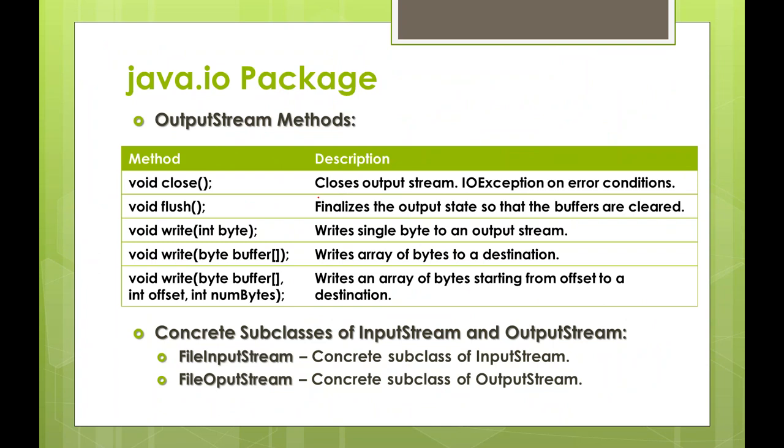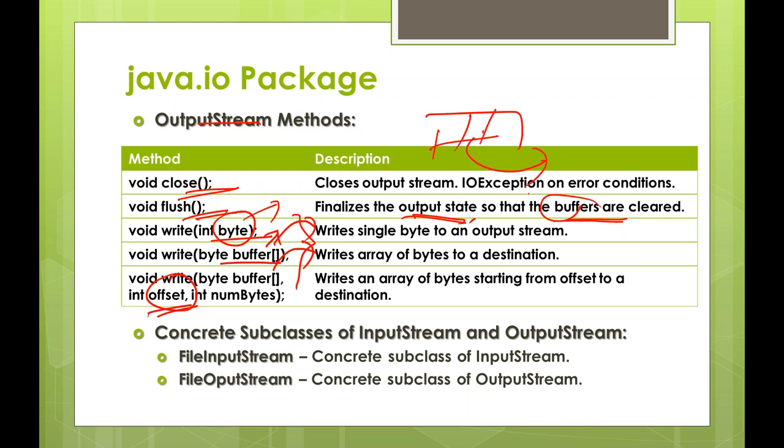The methods in the abstract class OutputStream are as below: close, and flush. Flush analyzes the output state, so that if you are using any buffers, they are cleared and no data will be held in buffers. Write, similar to read, has three variants: a byte that you want to write to a destination, a byte array that you want to write to your destination, and a byte array with the offset or index from where you want to read, up to a number of bytes.